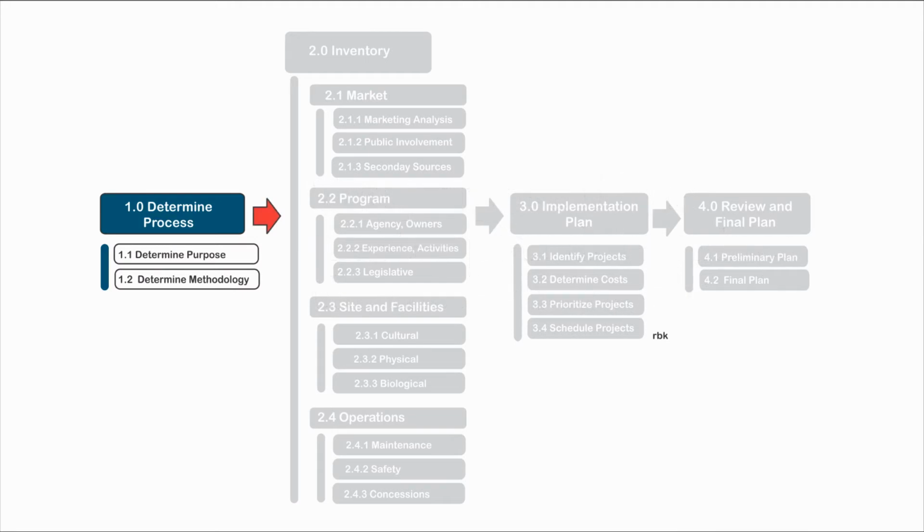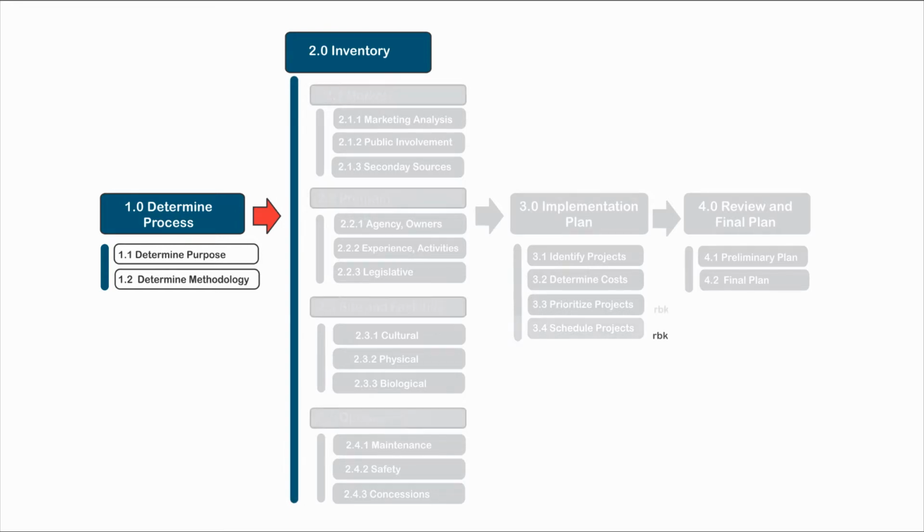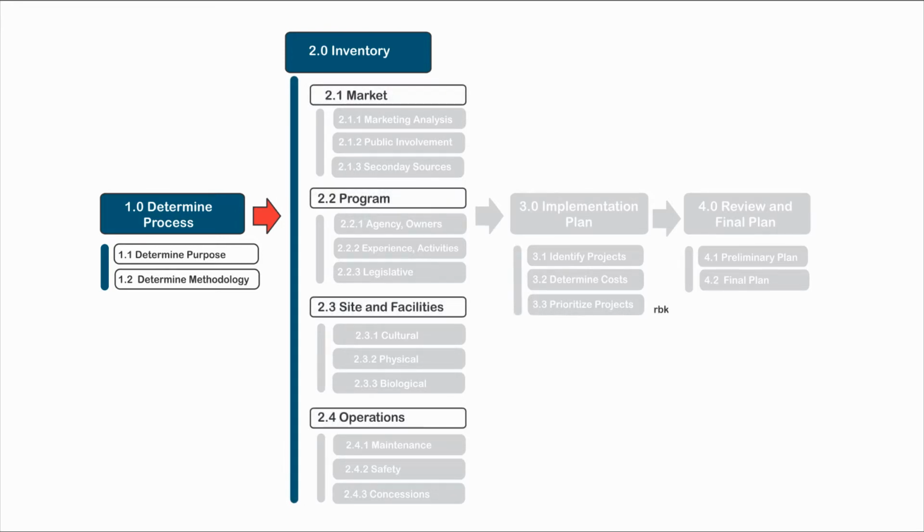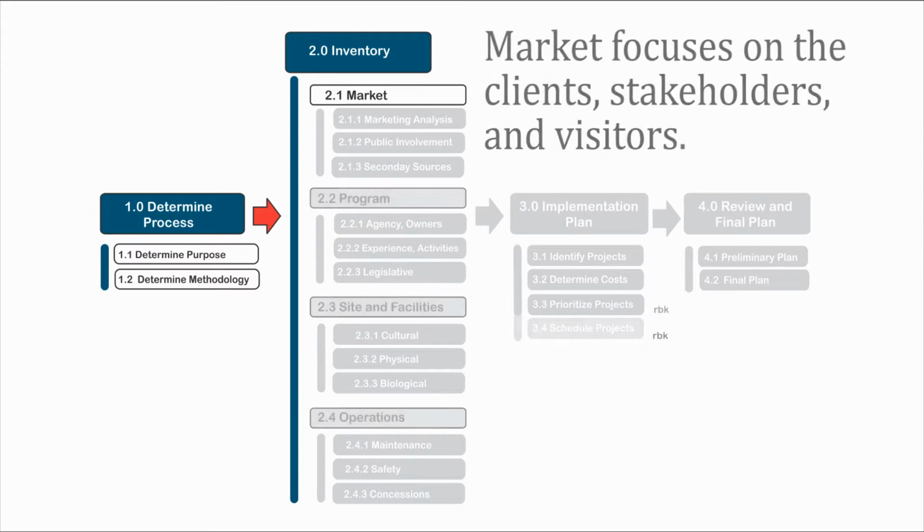Using an adaptation of Copeland's model, the inventory phase was subdivided into 4 subsections. The subsections can be completed as separate studies, and their emphasis can be increased or decreased as appropriate.